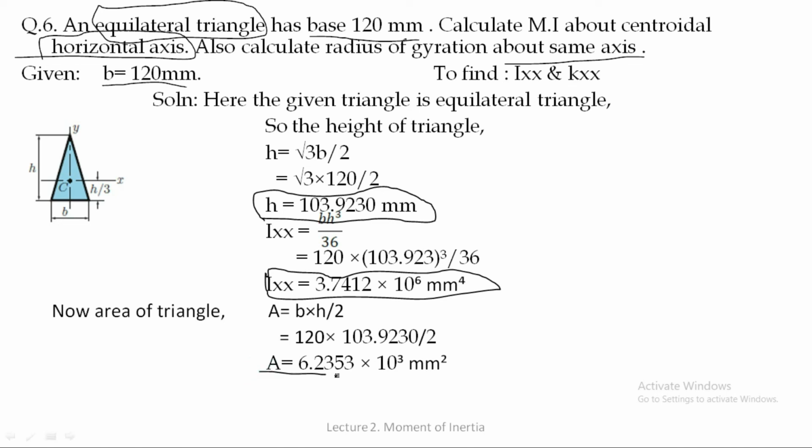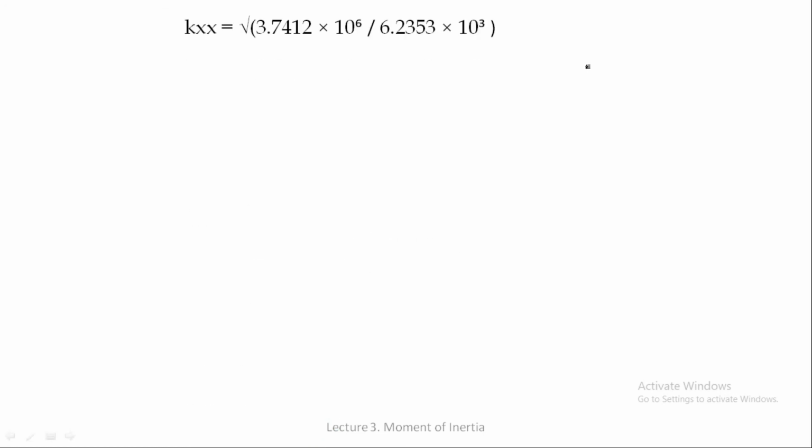So we found the value of area. Now we have Ixx and we have the area, so we can find the value of Kxx. We use the formula Kxx is equal to the square root of Ixx by A. We put those values in, and we have Kxx equal to 599.9955, which is approximately equal to 600 mm. So the value of Kxx is equal to 600 mm.